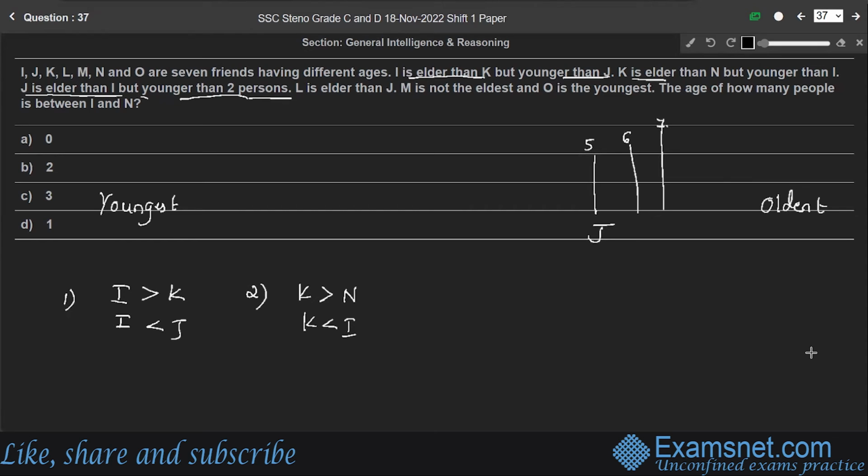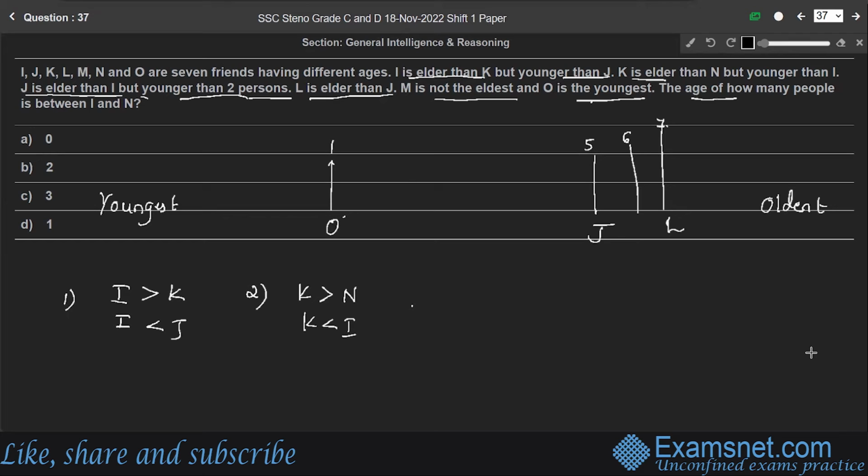Next one, L is elder than J. M is not the eldest one. O is the youngest. M is not the eldest. Therefore, L is eldest. L becomes eldest. O is the youngest. First person is O. So the age of how many people is between I and N is asked.